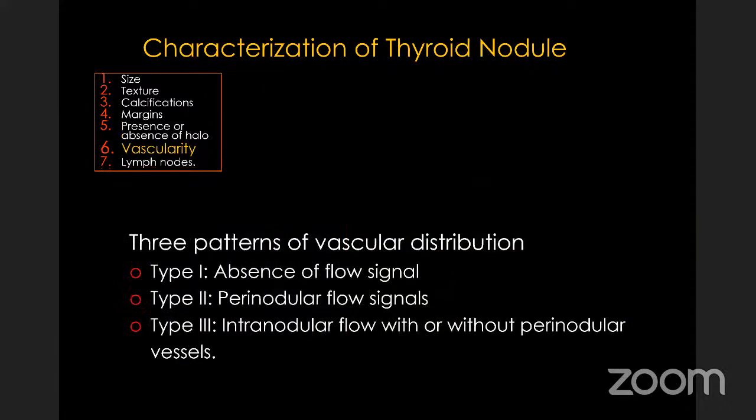Regarding vascularity, there are 3 patterns of vascularity in the thyroid nodule. It can be divided into 3 types. Type 1, absence of flow signal, completely absent flow signal within the nodule. Type 2, exclusive perinodular flow signal. And type 3, intranodular flow with or without perinodular vessels. Type 3 pattern is generally associated with malignancy. Type 1 and type 2 are more commonly seen in benign hyperplastic nodules.